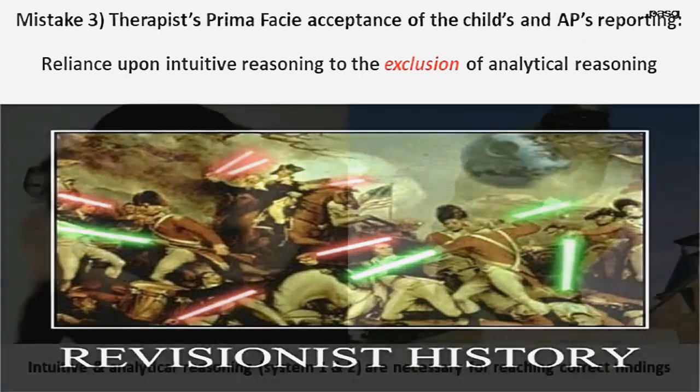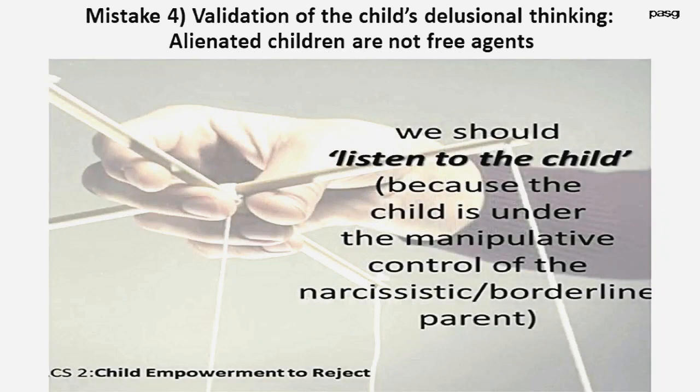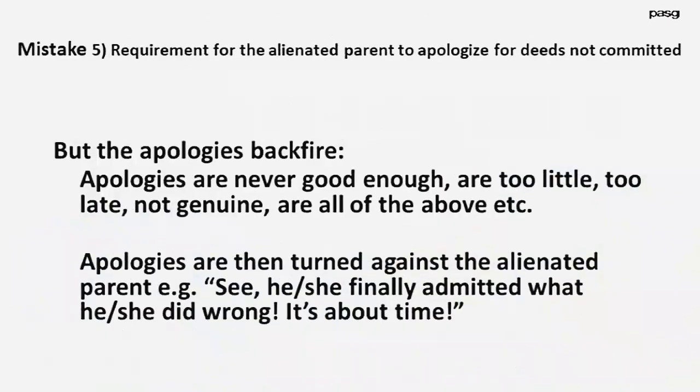You can't deprogram a child because it's related to a cult. And this is some more information about a child's delusional thinking. It's a diminished capacity. It's a book written by Jamie Rosen, a lawyer, in Family Court Review. This should also be used in court to explain to the lawyers why a child should not be taken seriously. The double bind. Science matters.